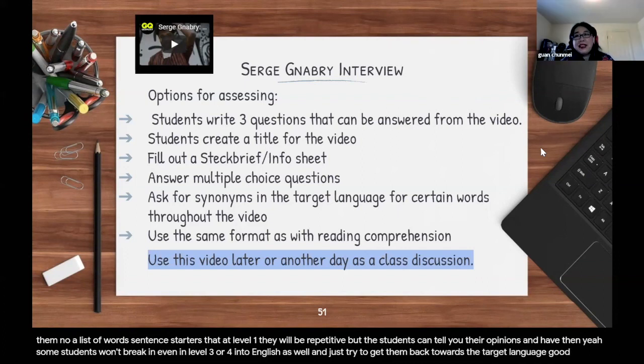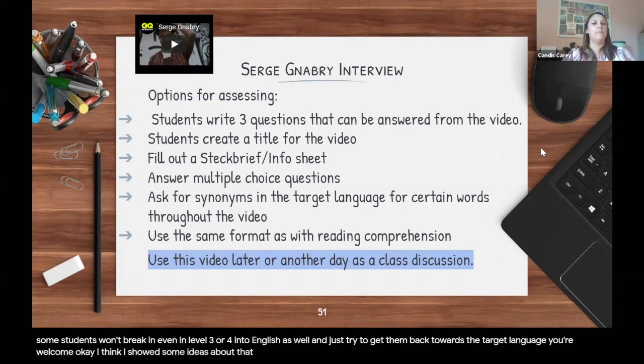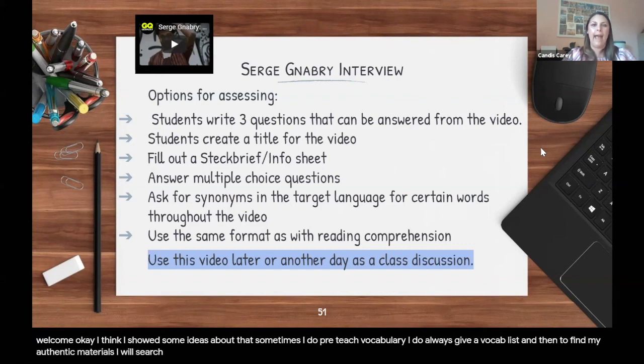Thank you. You're welcome. And yeah, there's another question. I got a lot of messages. Okay. Do you pre-teach vocabulary before using authentic materials, or do you use authentic materials to teach vocabulary? I think I shared some ideas about that. Sometimes I do pre-teach vocabulary. I do always give a vocab list. And then to find my authentic materials, I will search like a hashtag and use our vocab list, or I will Google using our vocab words.